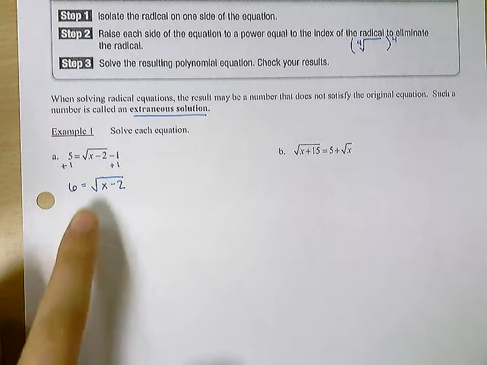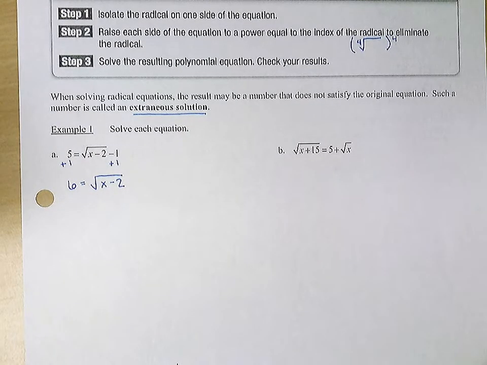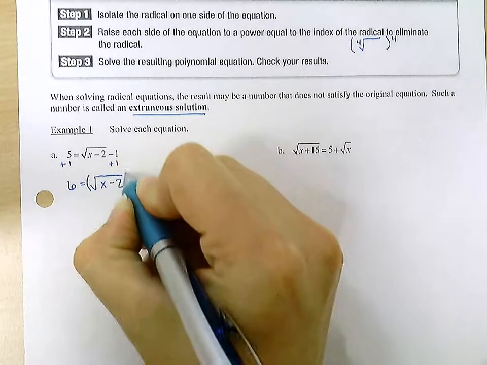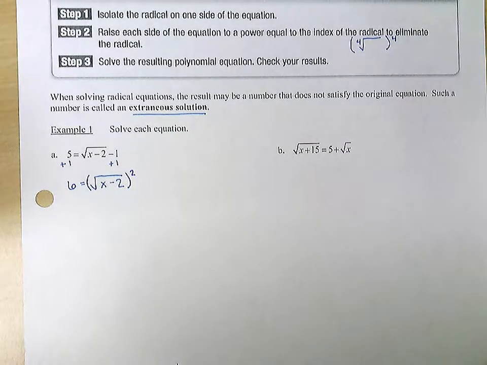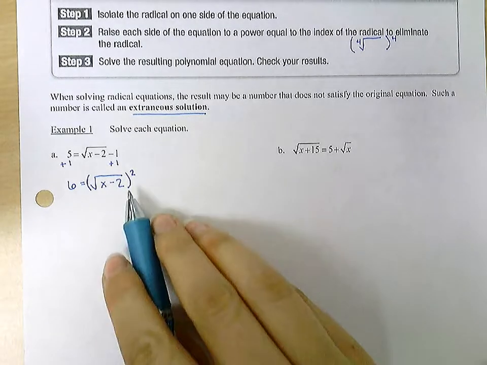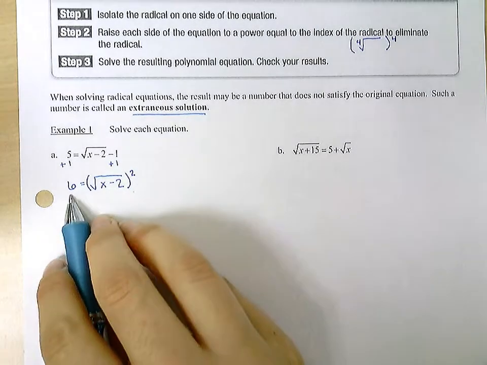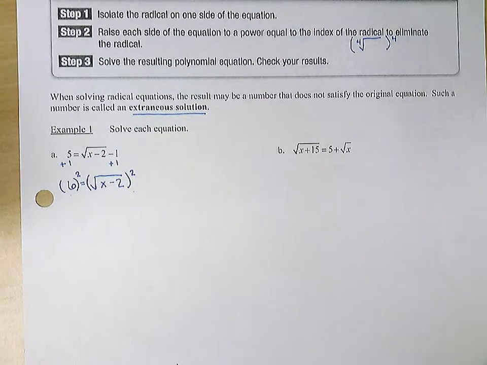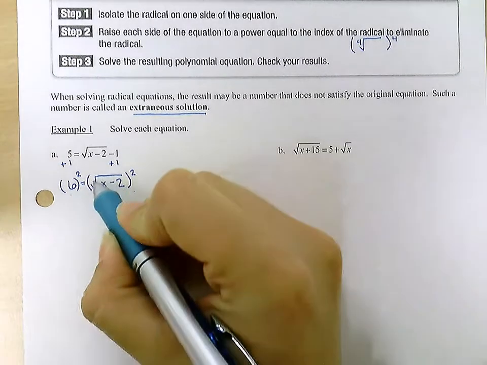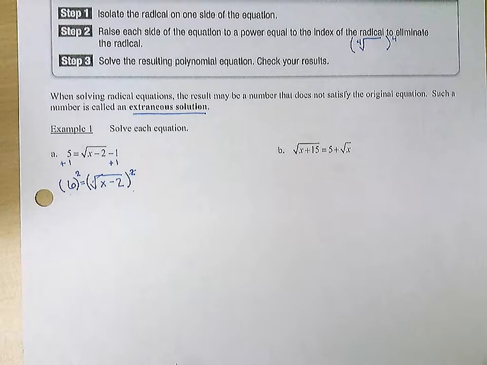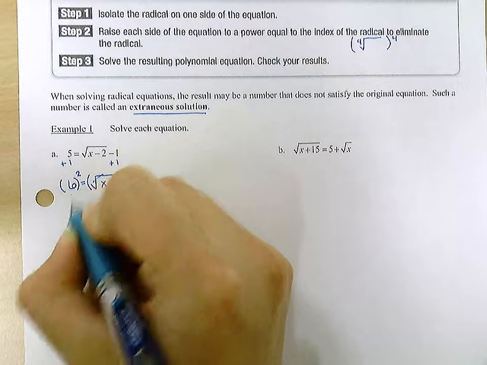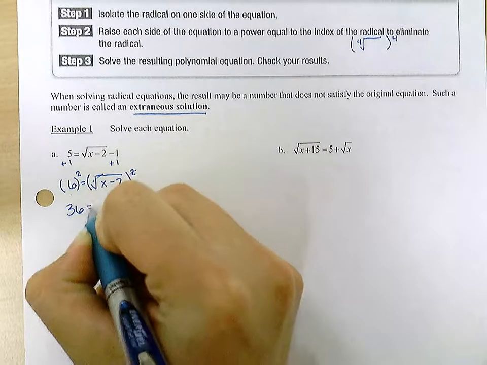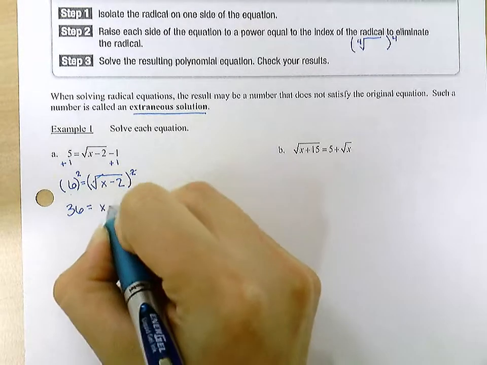Okay, since this is a square root, next I'm going to raise it to a power. It's a square root, so I'm going to raise it to the power of 2 to cancel out that root. Now whatever I do to one side, I have to do to the other side of my equation. So I would raise that 6 to the power of 2 as well. Okay, so on the right, my root and power cancel. So 6 squared is 36. And that'll just be equal to x minus 2.